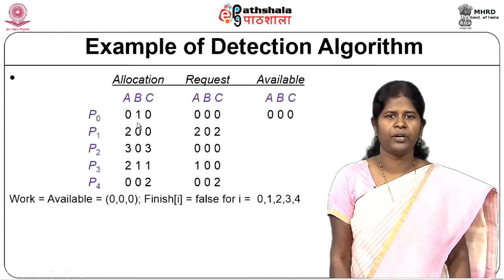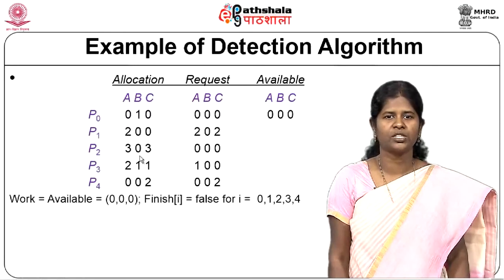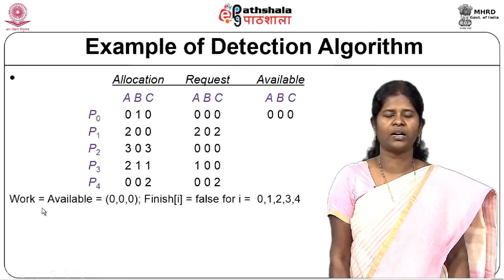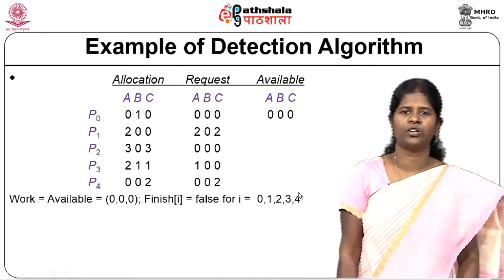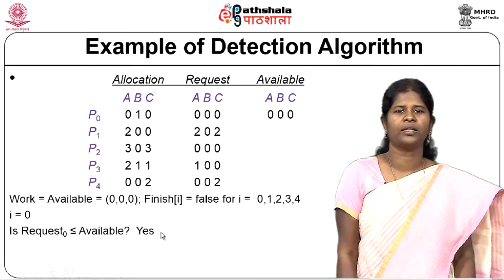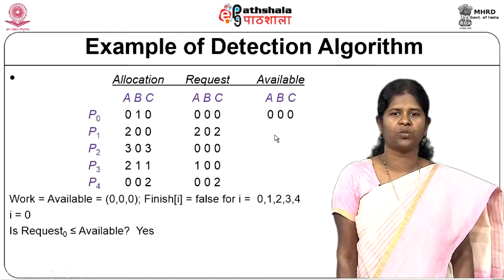So, here you see that P0 is not waiting for any resource, it does not have any request now, and P2 is also not waiting for any resource, it also does not have any pending request. So, we initialize the algorithm as work is equal to available. What is available? Nothing is available, 0 0 0, and finish of i is made false for all the processes. And we take the first process P0 and we check if the request of this process is less than or equal to what is available.